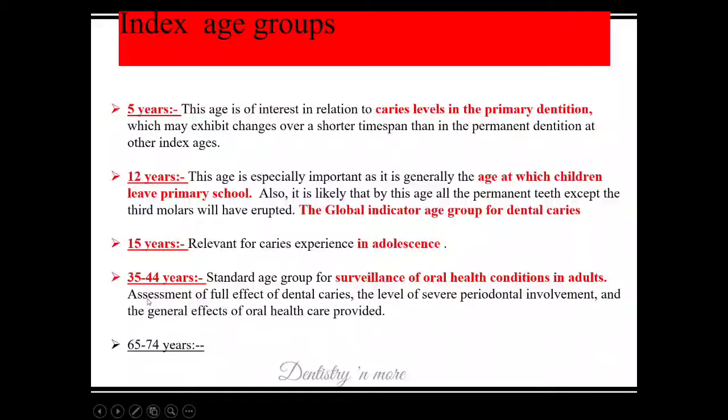And 35 to 44 years is a standard monitoring group for the health condition of adults. So the full effect of dental caries and the level of severe periodontal disease can all be monitored. 65 to 74 years, this age group has become more important with the changes in age distribution and increases in lifespan that are occurring. Data for this group are needed for planning appropriate care for the elder group. So these 5 are the index age groups.